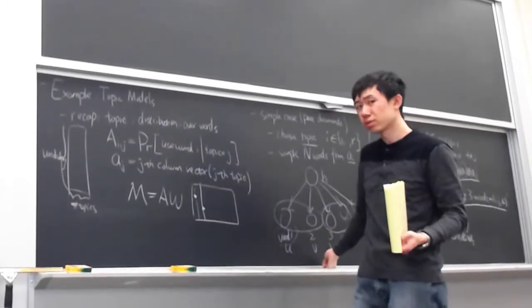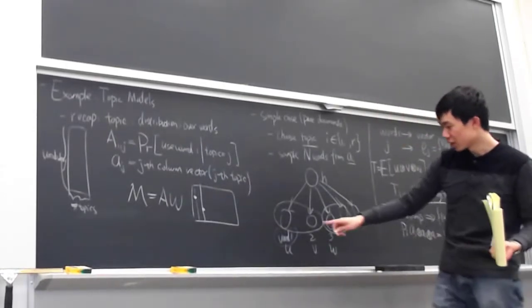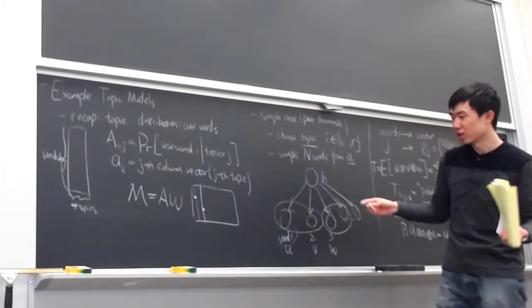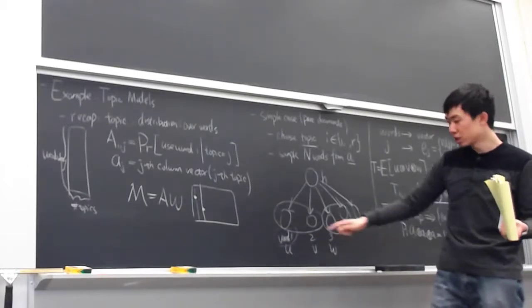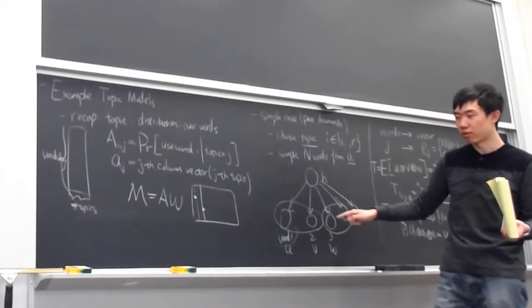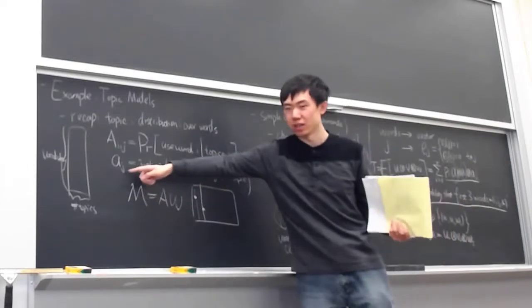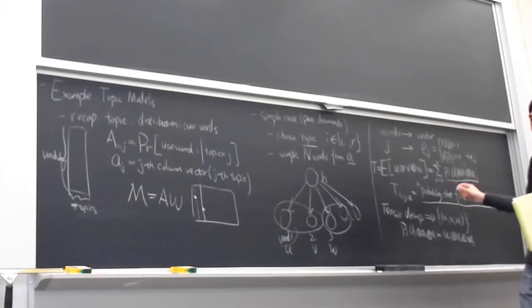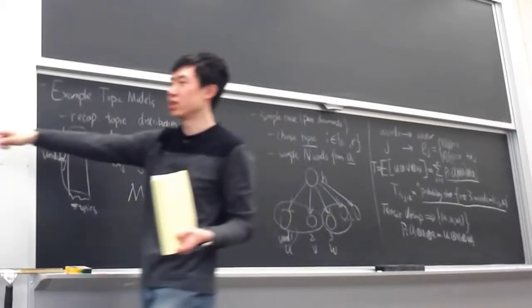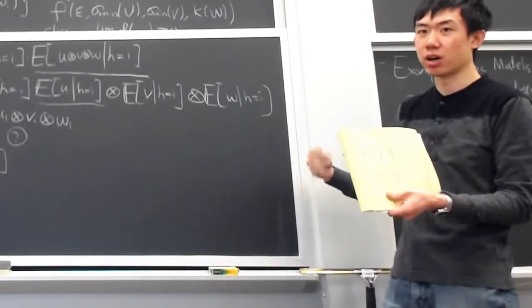Can you say again why you use A_i for all three of them? Oh, right. Because remember, there's a bag of words model, so we are not considering the ordering of the words. All these words are from the same distribution, and that distribution is given by this A_i. So all three of them are these A_i's. By definition, U, V, and W could be the same or they could be different. It's just that in the topic modeling case, these three variables are symmetric.